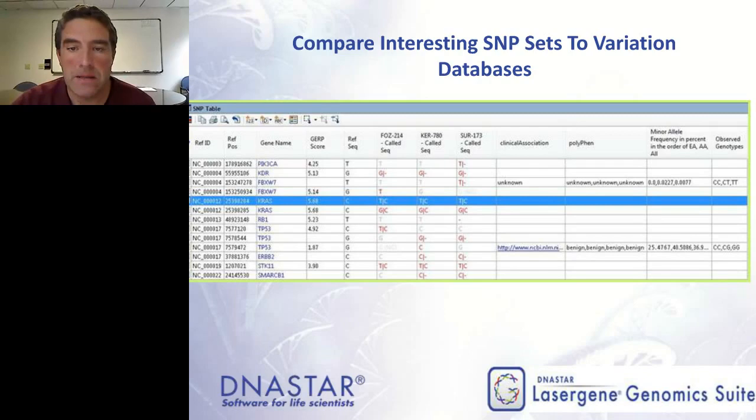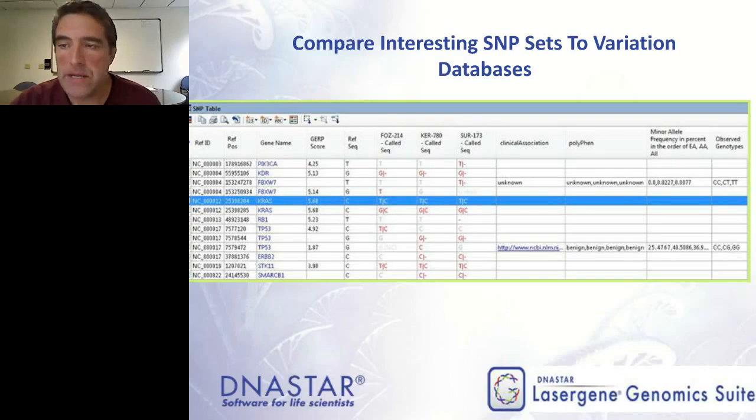I may have just a handful or a few dozen samples, and I know what gene I'm looking at, and I just see who's got the SNP and who doesn't. I can also import additional information. So you see these extra columns here: a clinical association, a polyphen, allele count, observed genotypes, and my screen wasn't big enough, but I could include more columns.